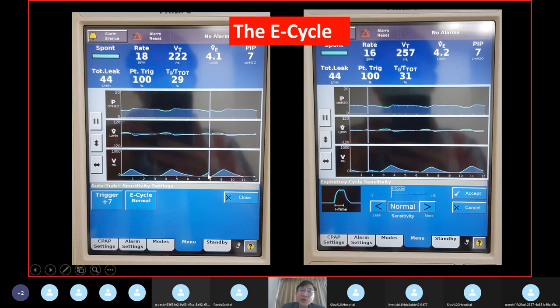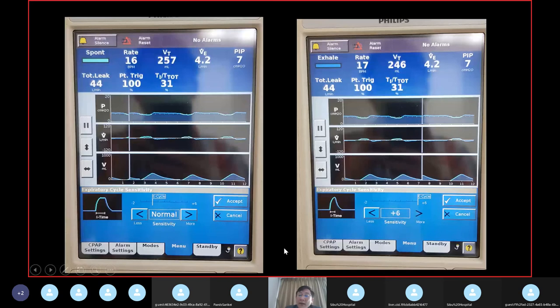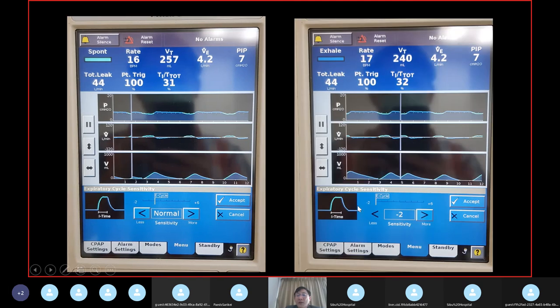Then the other thing that you can control is the exhalation cycle, when you want the inspiration to terminate. When you press the E cycle, the exhalation cycle, this is what you're going to see. Whether you want to terminate the flow as normal, most of the time we put it as default, a normal exhalation. Or you can make it more sensitive, meaning the termination is much, much faster, whereby the inspiratory time becomes very short. Or you can make it less sensitive, whereby you have more inspiratory time. So this is the thing that you can adjust, but most of the time, I'll put it at the default of as normal.